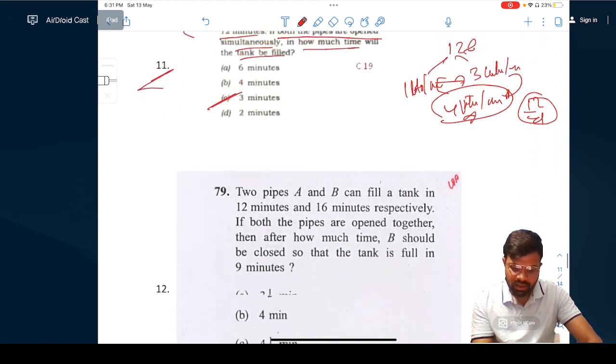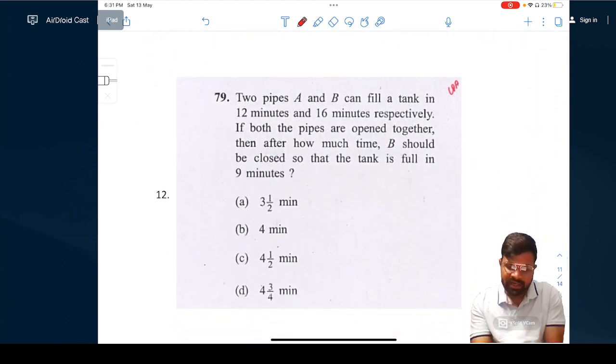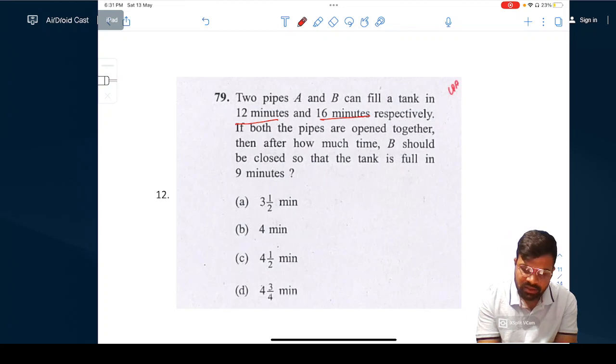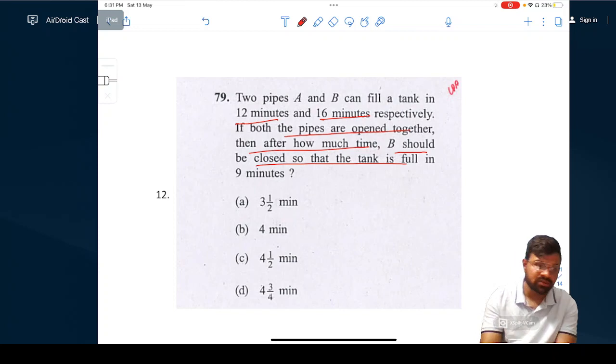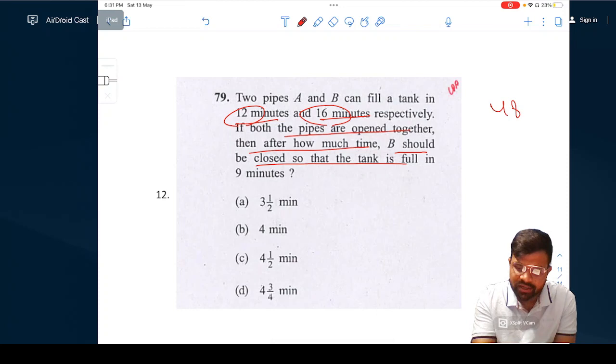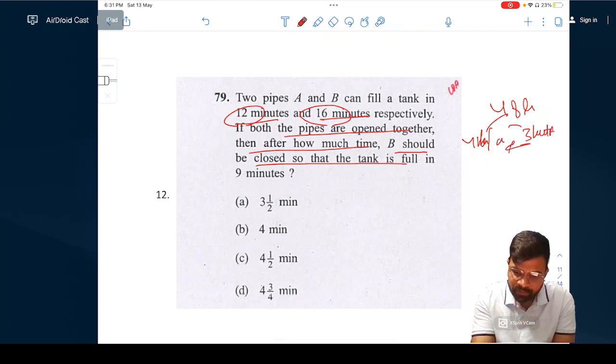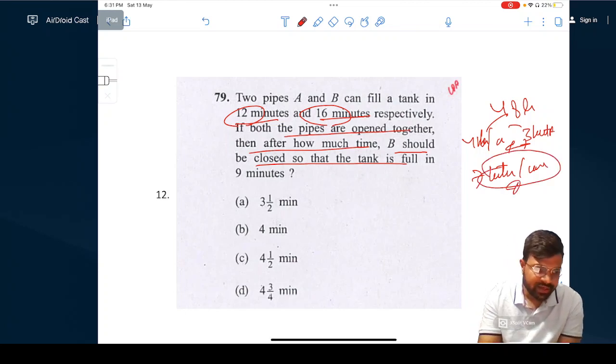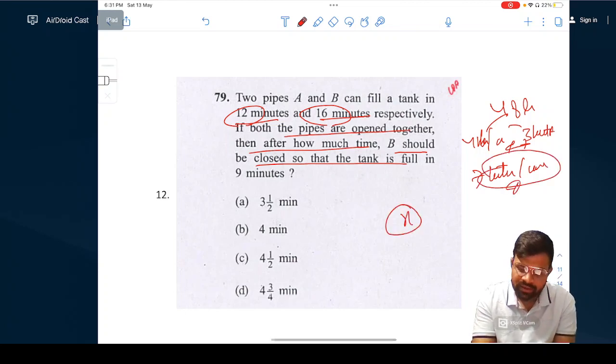Easy questions. Now two pipes A and B can fill a tank in 12 minutes and 16 minutes. If both pipes are open together, then how much time should B be closed so that the tank is full in 9 minutes? This is quite similar to that, but next level question. So let's assume 48 liters, that is the LCM. One is filling 4 liters per minute, one is filling 3 liters per minute. So combined they are filling 7 liters per minute. And it is a 48 liter tank. So suppose both run for x time, and after 9 minus x, only A runs.